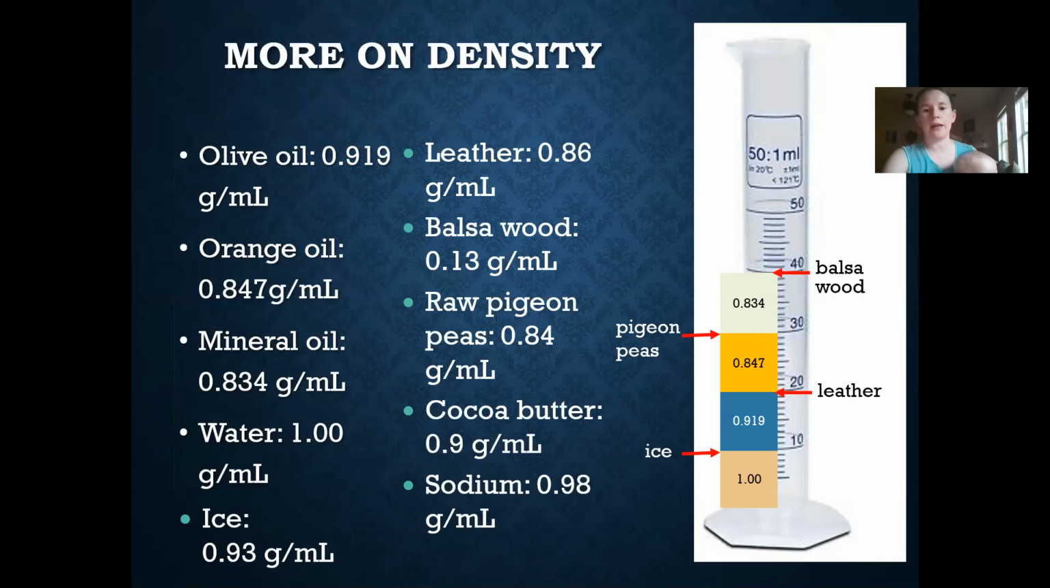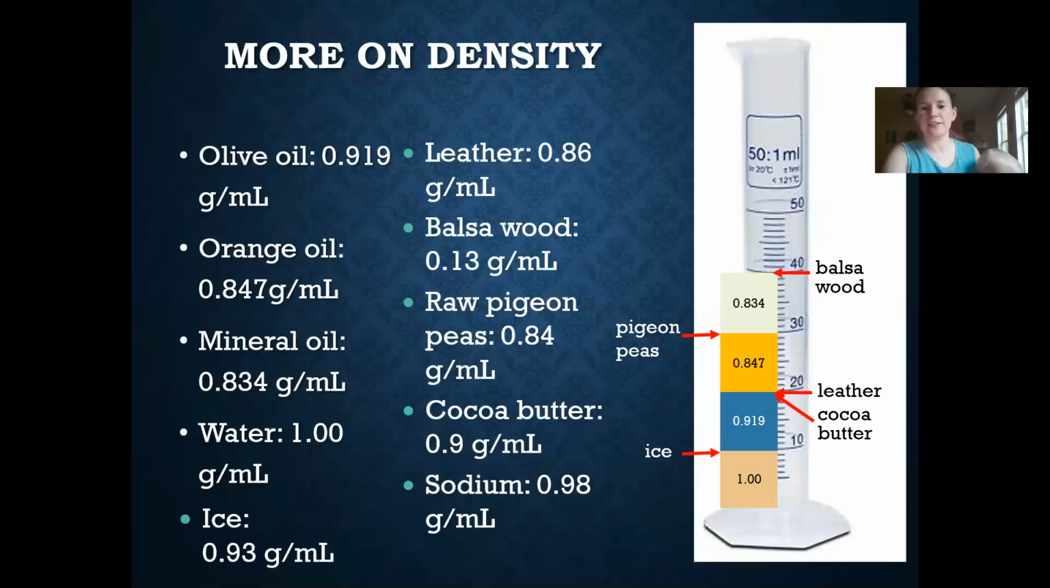Cocoa butter at 0.9 grams per milliliter is going to be right alongside the leather. It's going to float on top of the olive oil, but under the orange oil, because 0.9 is less than 0.919, but greater than 0.847. And then finally, sodium, let's give you a small piece of pure sodium, it's 0.98 grams per milliliter. So where is that going to float?